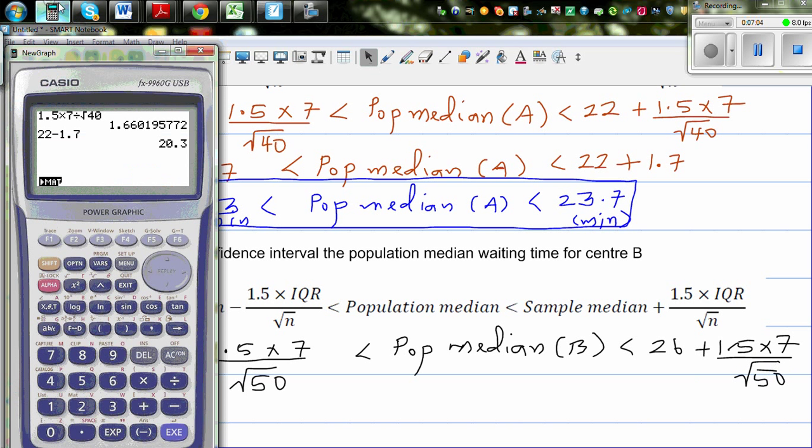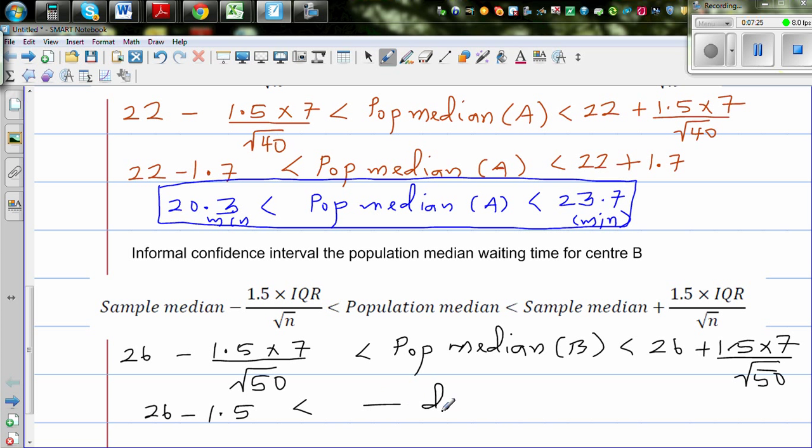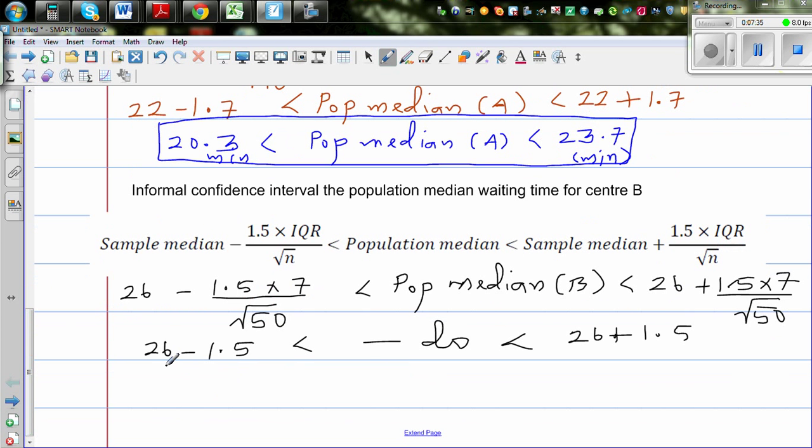So let's get the calculator out. 1.5 times 7 divided by the square root of 50, rounded, is 1.5. So this is 26 minus 1.5 less than the population median for center B, which is less than 26 plus 1.5. So here, this is 24.5 less than the population median for center B, which is less than 27.5.